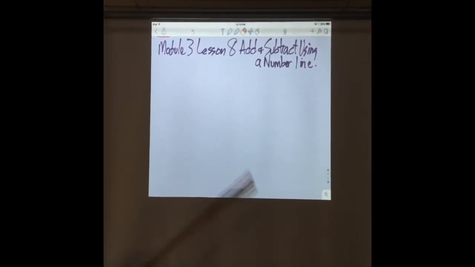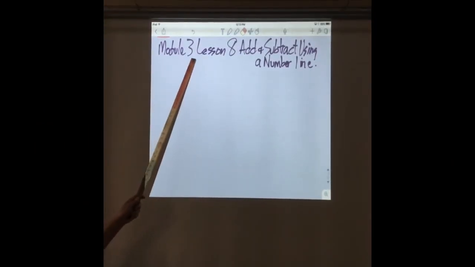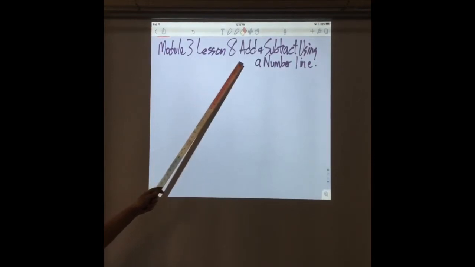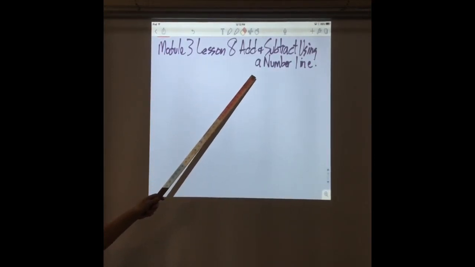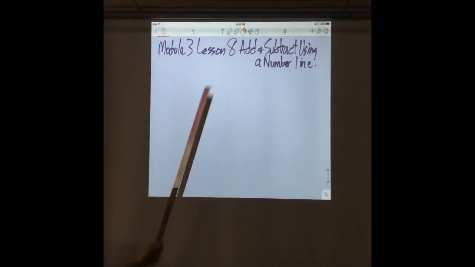Welcome back to math. Today we're on module 3, lesson 8: adding and subtracting fractions using a number line.